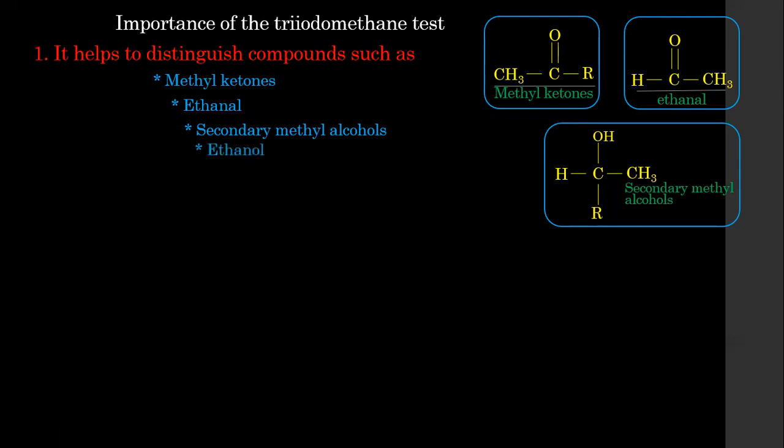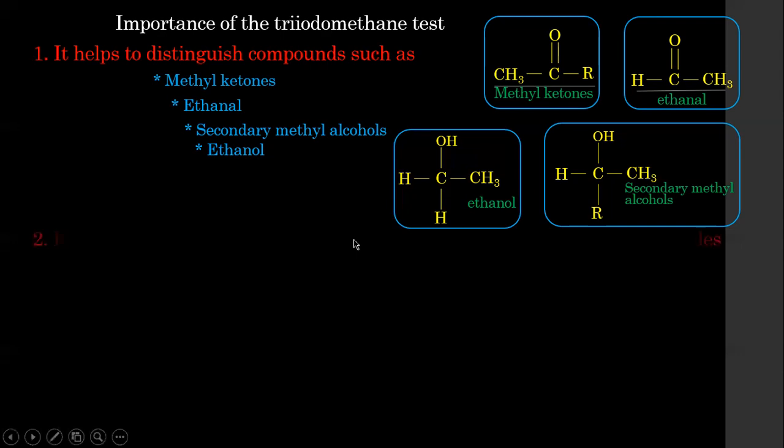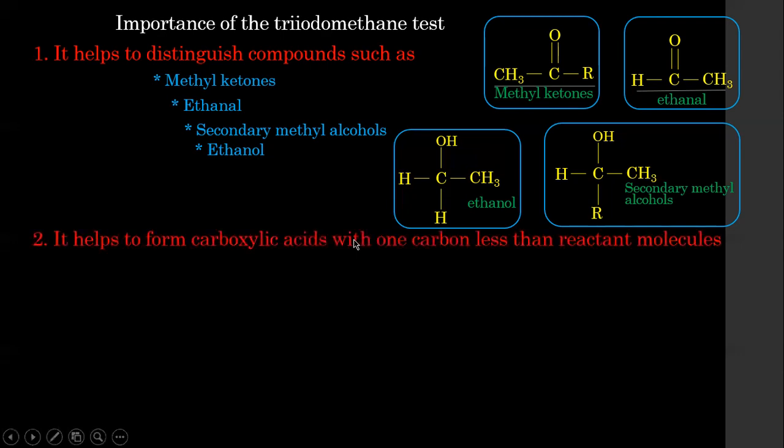And the last one, ethanol. The structure has come over here. What is special about this? Ethanol is the only primary alcohol which is going to produce iodoform or triiodomethane. And then we go to the second importance. What is it? It helps to form carboxylic acids with 1 carbon less than the reactant molecule.